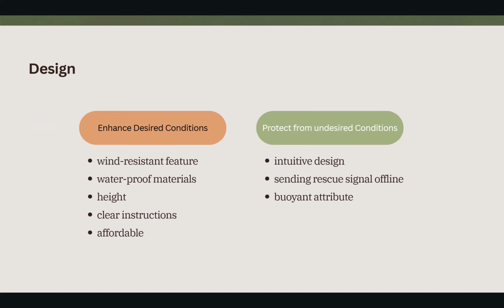So to enhance desired conditions, we can incorporate features like wind resistance features and also use waterproof materials. We can also consider the height and give clear instructions to the residents and also ensure it is affordable enough for them to access. And to protect from undesired conditions, intuitive designs can be considered and also can enable residents to send rescue signals offline. And also we can use buoyant attributes to design for the solution.